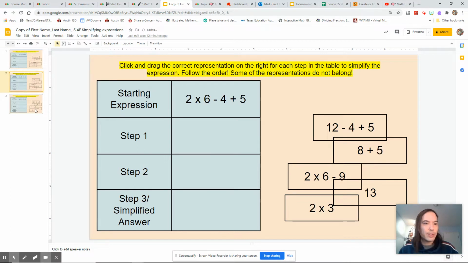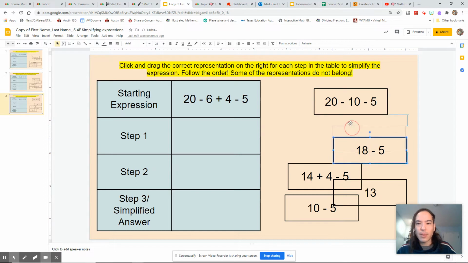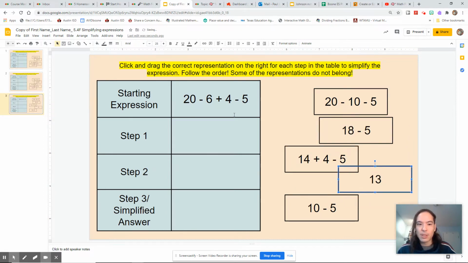So we have 3 pages. In these 3 pages, we are using BPMA. Luckily, you don't need to write anything. All you need to do is drag and drop. So what you're going to do is use these steps. Each one of these is like a step where it's simplifying the expression each step down.